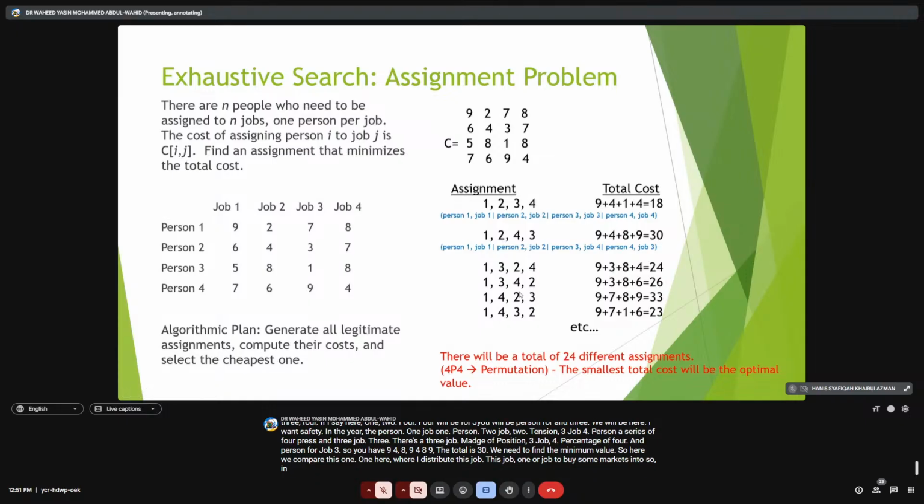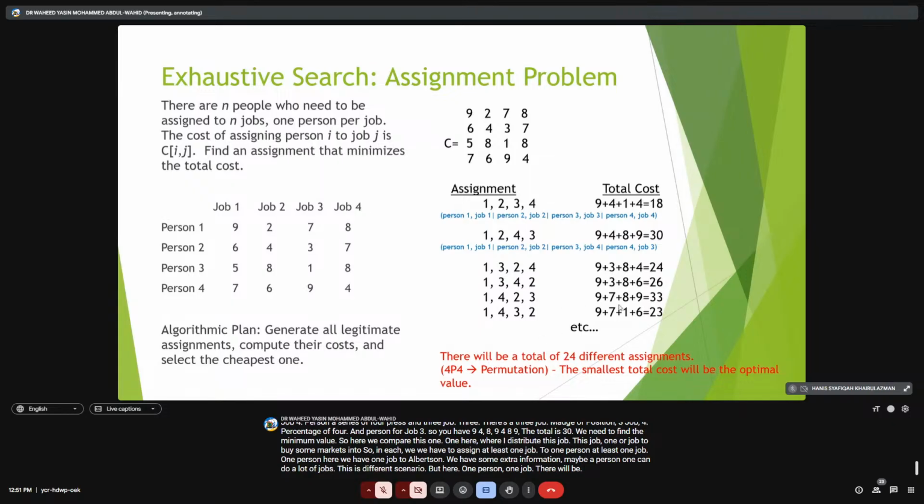So in each, we have to assign at least one job to one person. Here we have one job to one person. If we have some additional information, maybe person one can do a lot of jobs. This is a different scenario. But here, one person, one job.